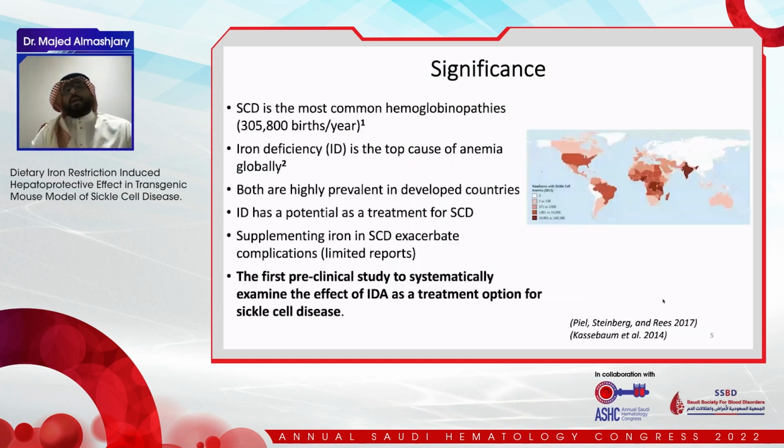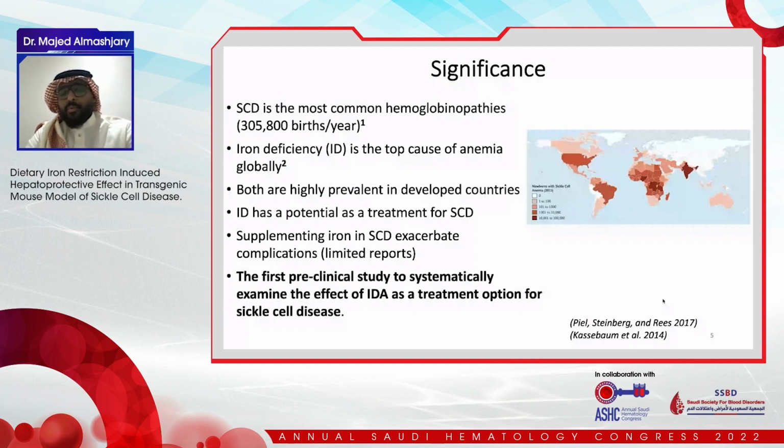So our project is about using the dietary approach, or iron deficiency, as a potential treatment for sickle cell disease. The significance is, first of all, that sickle cell disease is the most common hemoglobinopathy in the world. On the other hand, iron deficiency is the top cause of anemia. Both of them are highly prevalent in developing countries. And from several case reports, not only the one we just mentioned, iron deficiency has potential as a treatment for sickle cell disease.